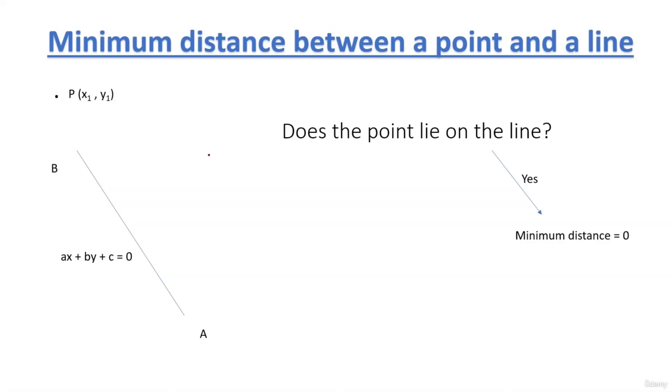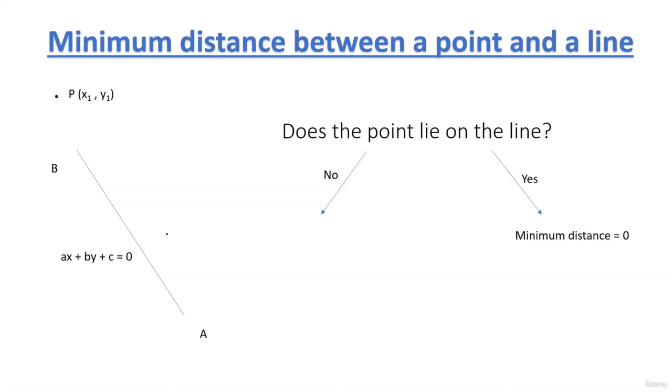For doing that we need to first check whether the coordinates of the point satisfy the equation of the line. If the point does not lie on the line, you substitute the coordinates in the equation of the line, and the equation does not satisfy, we find out that the point is not lying on the line. In that case, we have a standard formula for finding out the distance of the point from the line.